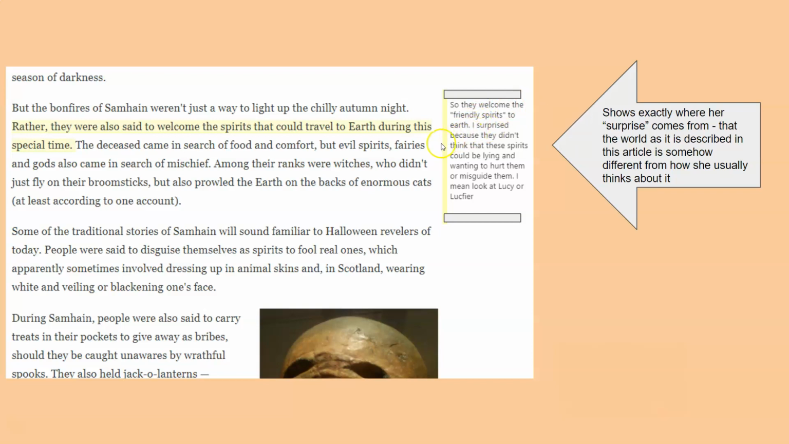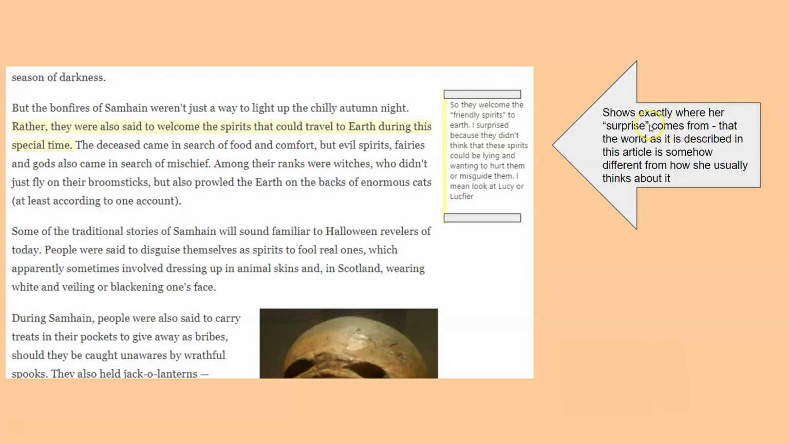"I am surprised because they didn't think that these spirits could be lying and wanting to hurt them or misguide them. I mean, look at Lucy or Lucifer." So this student is surprised that people would see spirits as being friendly and good. Because a lot of times when we think of ghosts or spirits from the great beyond, we tend to think of them as being evil or scary or something we should run and hide from. Like Halloween is supposed to be a scary holiday.